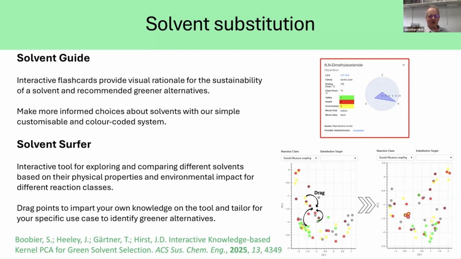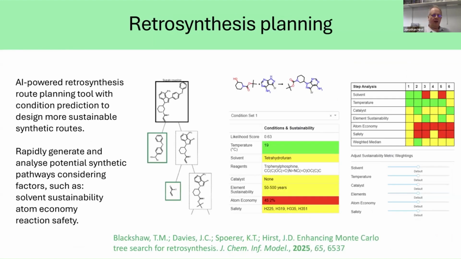So this can be quite a powerful approach, and we've given a few case studies in the paper that we published last year shown there. So solvent selection is one area where there are some interesting machine learning tools supporting chemists in making more sustainable decisions.